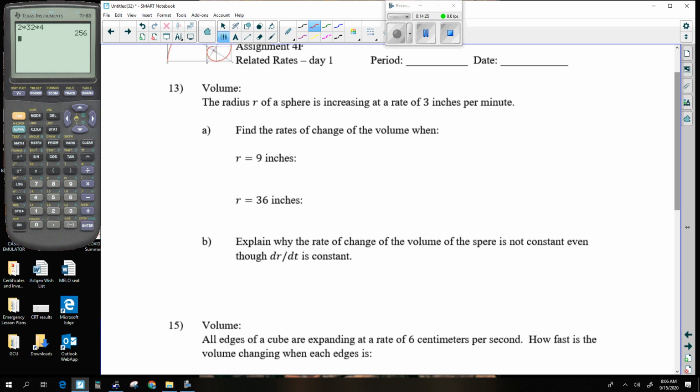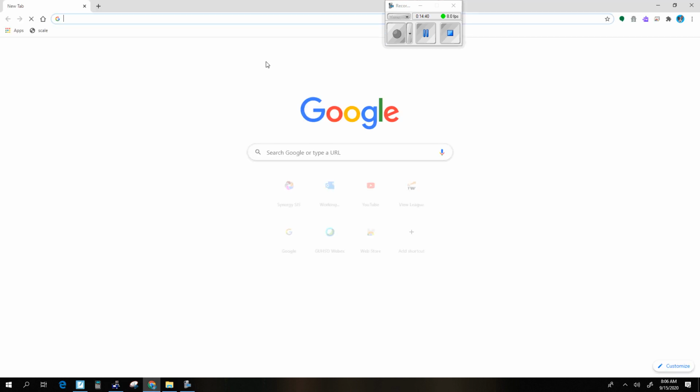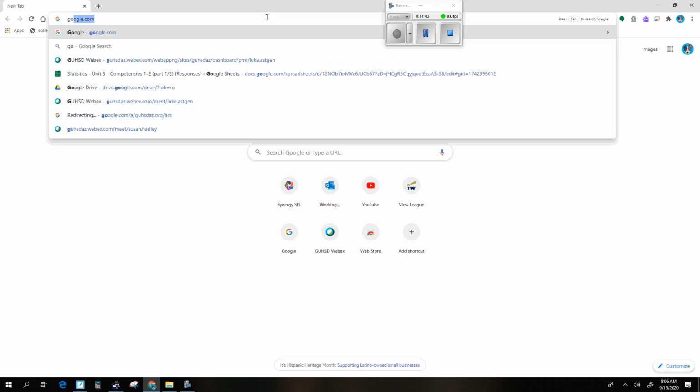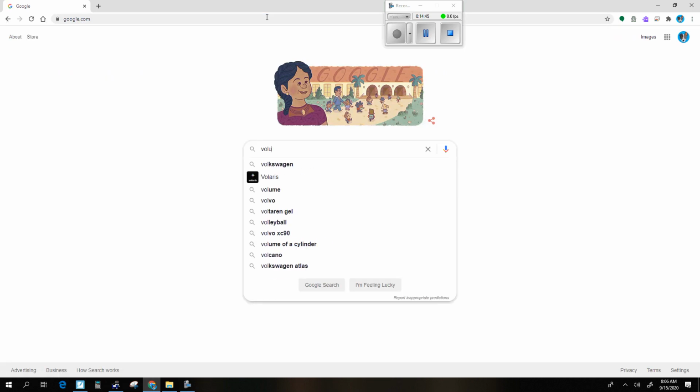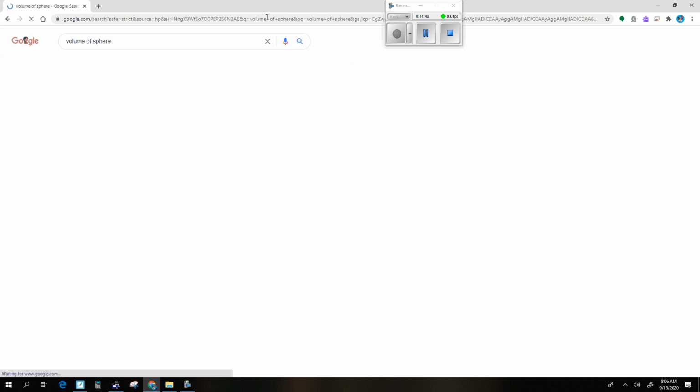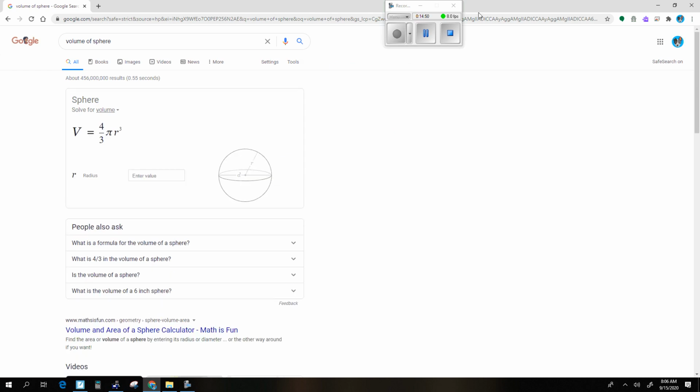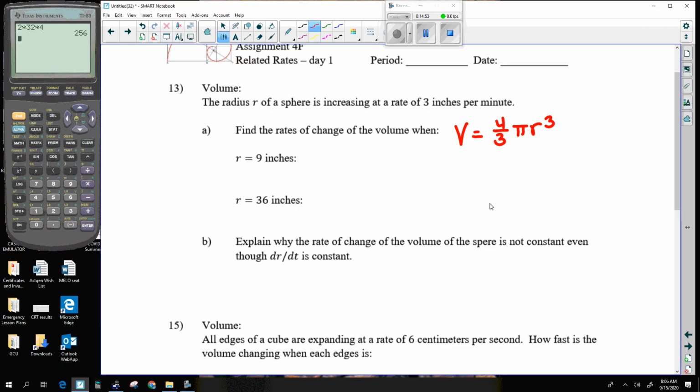The volume of a sphere. The volume of a sphere is what, 4/3 pi r cubed, I think? Pretty sure that's right. Four-thirds pi r cubed. I'm almost sure. Four-thirds pi r cubed. Nailed it. Okay, 4/3 pi r cubed.